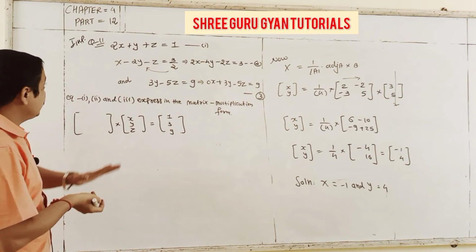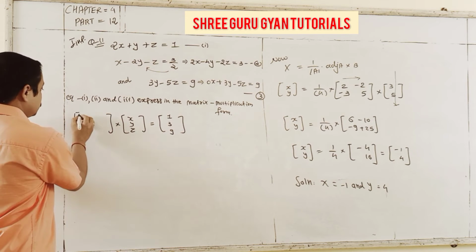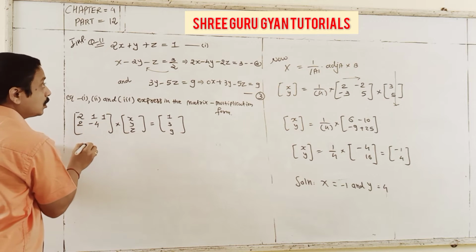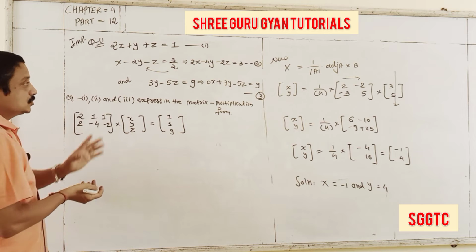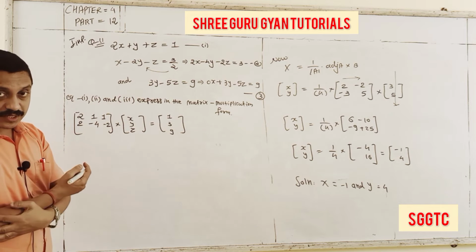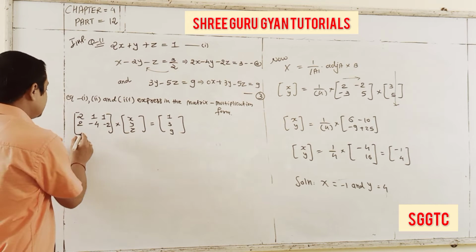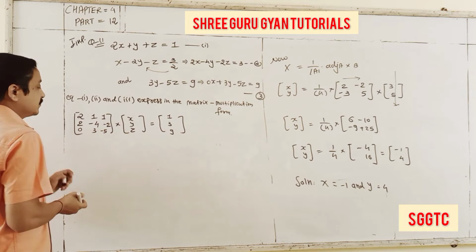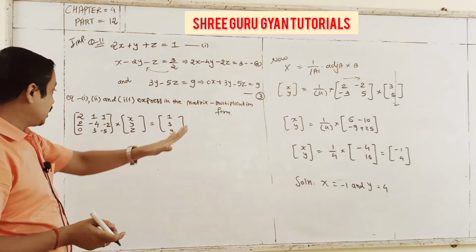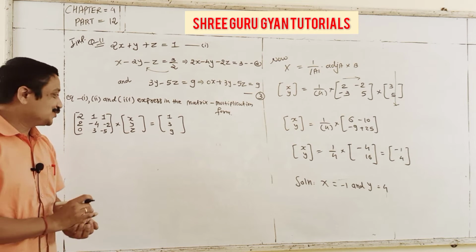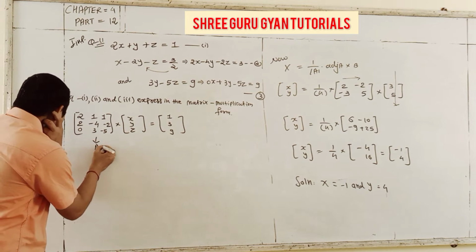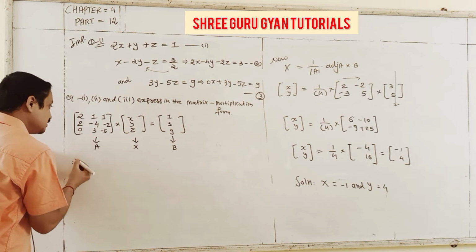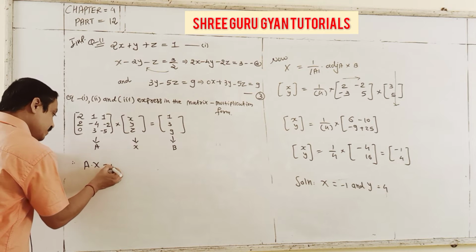Now very carefully write down the coefficients. 2, 1, 1. Secondly 2, minus 4, minus 2, and the last 0, 3, minus 5. 0, 3 and minus 5. Now go to the matrix representation. That is the A matrix, it is X, and here B. So students, A times X is equal to B.